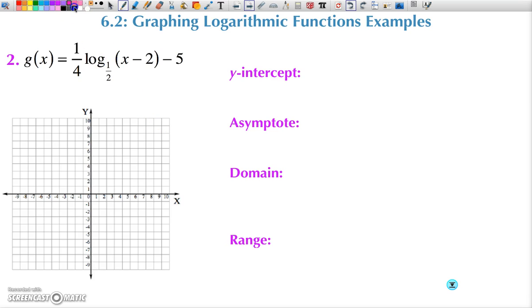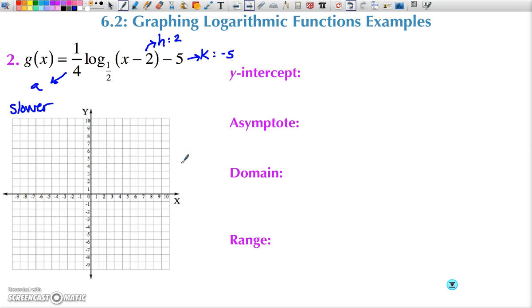Example 2, we have a couple of different things happening here. First, you'll see that we have an h value of 2. We've got a k value. Remember, keep the k, change the h, so -5 we keep. And then we have this 1/4 right here. Well, what does that 1/4 do? Well, here's your a term. And what that is going to do is it's going to stay increasing, but it's going to go slower. It's not going to go as fast.